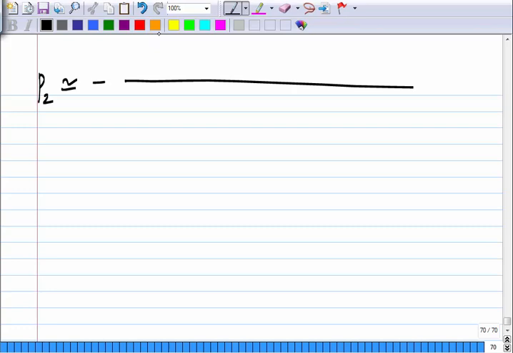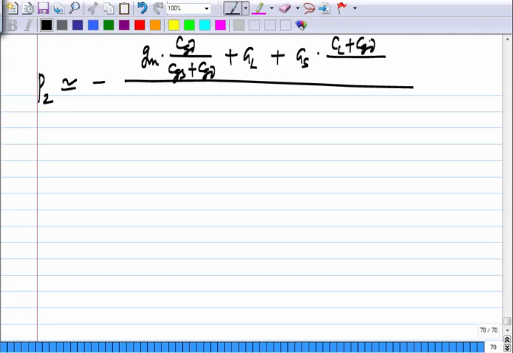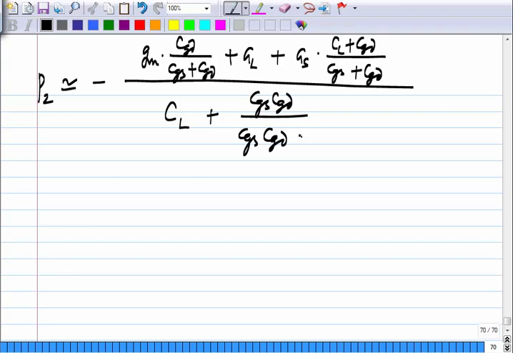What is the most dominant thing that we found yesterday? GM times CGD by CGS plus CGD. Okay. Plus GL plus GS times CL plus CGD by CGS plus CGD. Okay. Then in the denominator, CL plus the series combination of CGS and CGD. Okay.